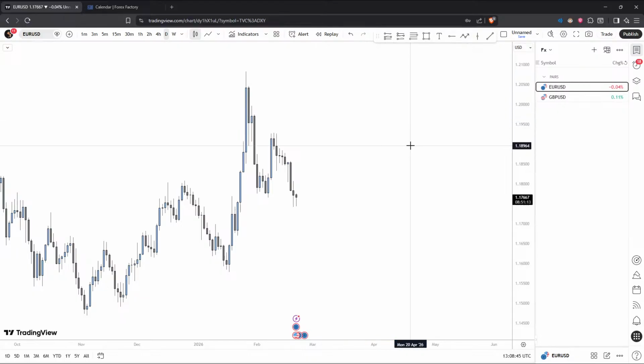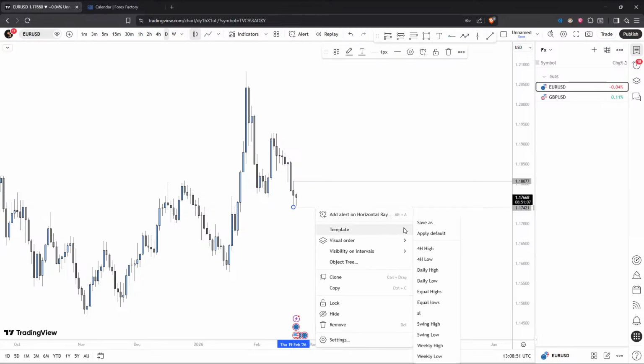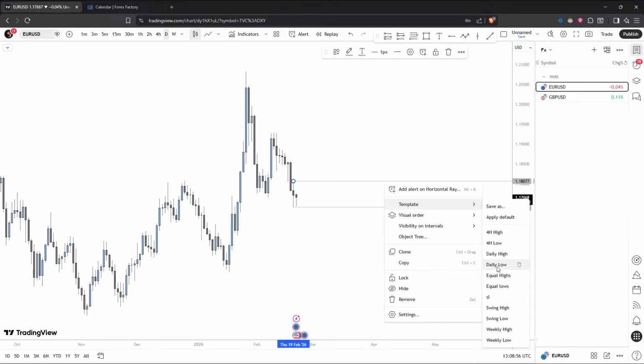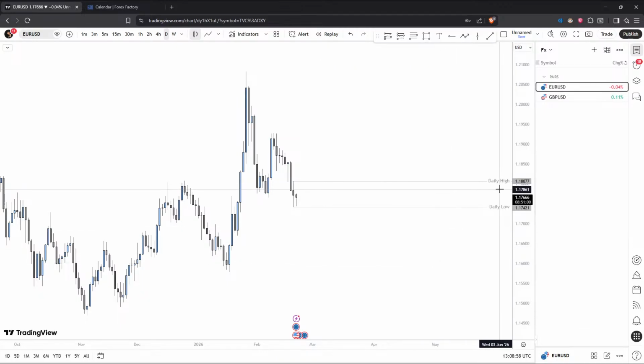We're going to mark the key ones. Yesterday we had this daily high, and yesterday we had this daily low. So we're going to mark these as such: it's the daily low with the templates, and this is the daily high. Our templates are just literally the words, so we can see which external liquidity is which.